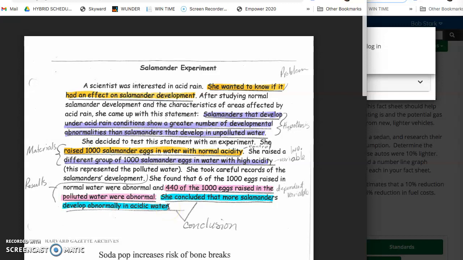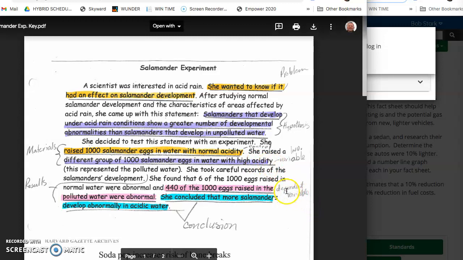And then we'll look at the controls. What stayed the same? The number of eggs stayed the same, 1,000 and 1,000, and the salamander eggs were the same. What was she testing? What was the independent variable? She was testing to see if the acidity had an effect. That's the one that she changed, that the tester changed to see if it had an effect on the development of the salamander eggs. So the independent variable was the acid water.